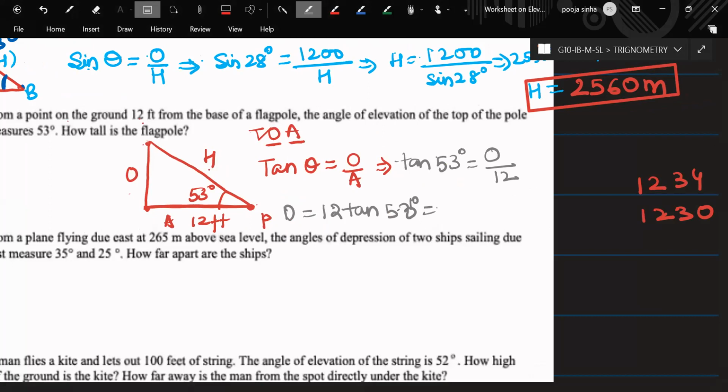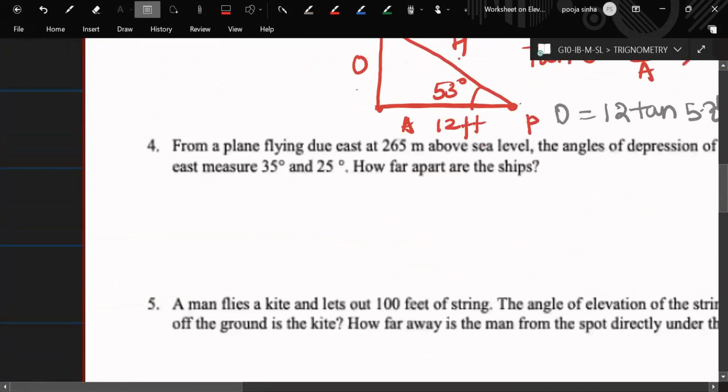Next. Wait, no, never mind. 12 into tan 53 is how much? It's 15.92, which you will write as 15.9 in three significant figures. This is 3SF. Okay. Next. Yes, Arsh.